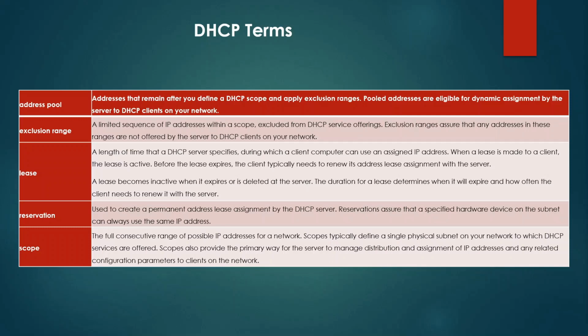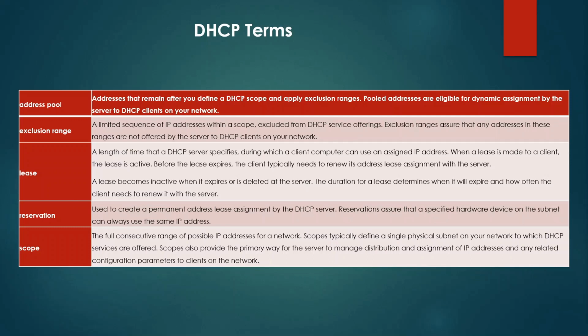We also have exclusion range when we configure DHCP. So, a limited sequence of IP addresses within a scope excluded from DHCP service offering. This range of IP addresses is not going to be offered by the DHCP server to DHCP clients. For example, if you have a special IP address range that you want to save, such as the IP address for your DNS or the IP address for your router or default gateway, you are going to exclude these addresses from your scope.